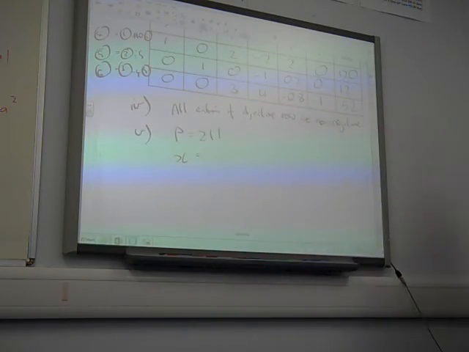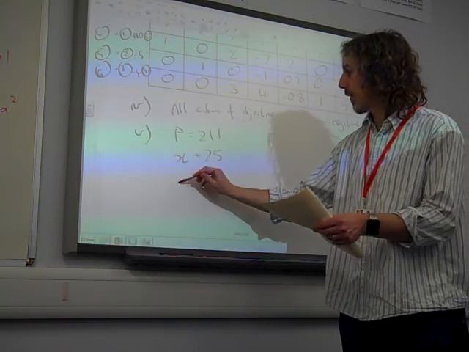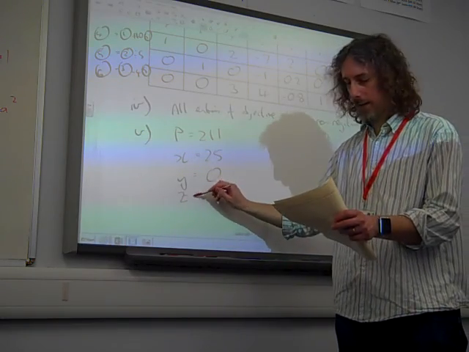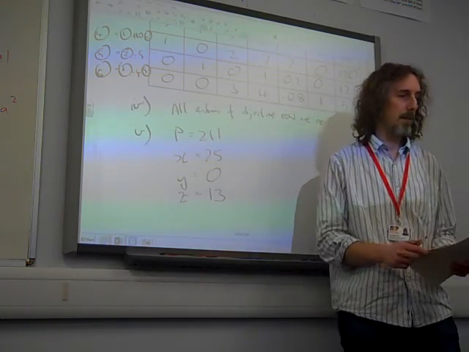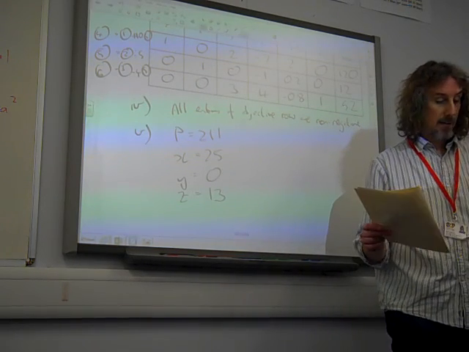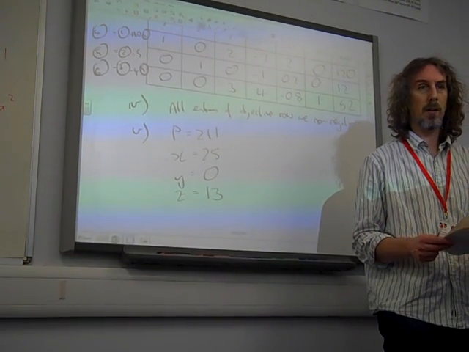X is, what did I just say? 25. Y is 0 because there's loads of nonsense in that column. And Z is 13. And there's the answer for the last 2 marks. Easy to make mistakes, but not particularly difficult, I don't think.